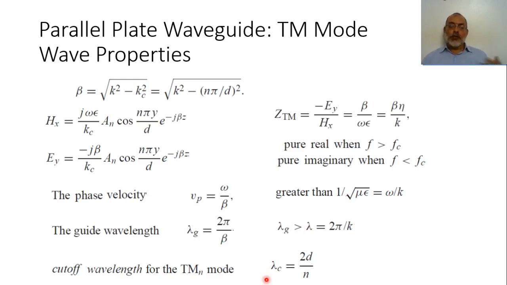It should be noted that the cutoff frequency and cutoff wavelength are inversely proportional. So the wave would be propagating if the frequency is greater than the cutoff frequency. In terms of the cutoff wavelength, the wave would be propagating if the wavelength is less than the cutoff wavelength. Alright? Okay.